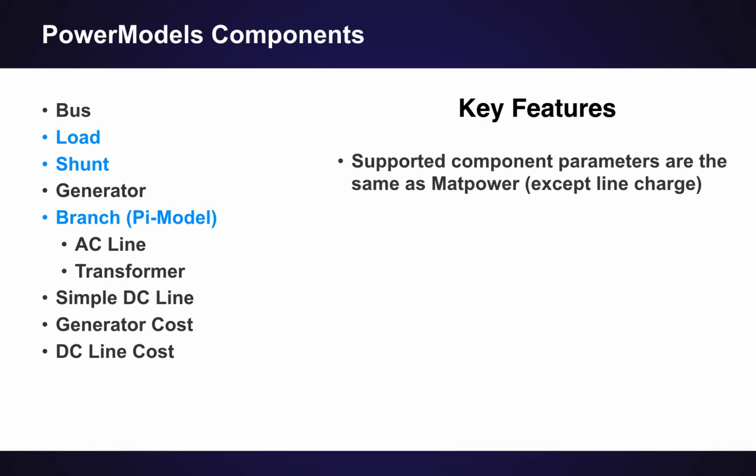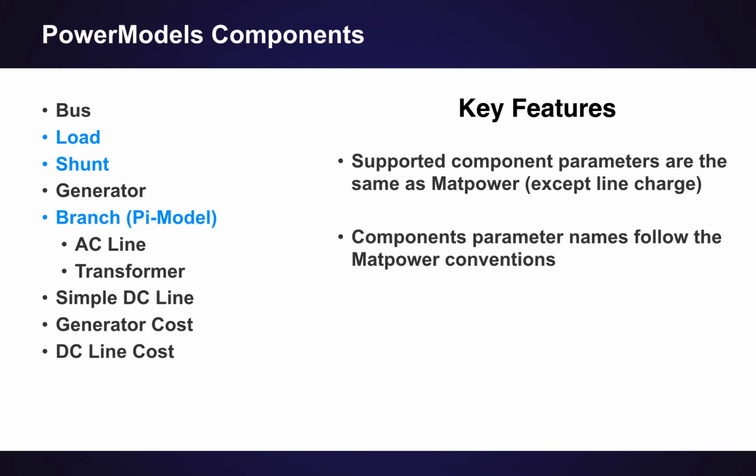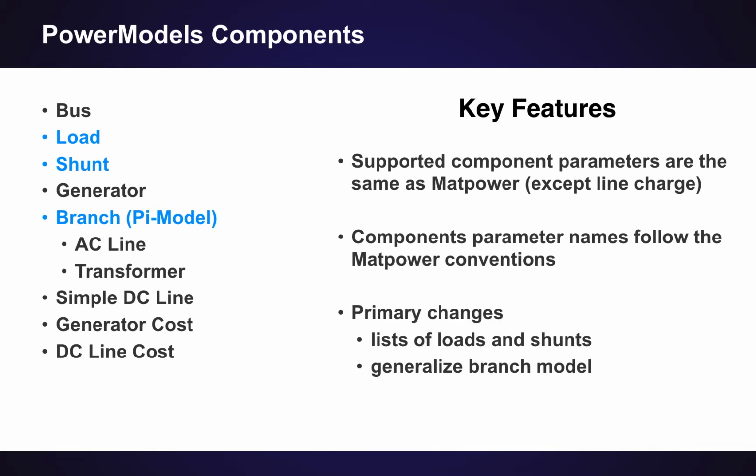We're going to focus on supporting the component parameters that are the exact same as Matpower. So basically, we're going to use the exact same naming system from Matpower, but we will just generalize some of them slightly. So yes, the component parameter names will follow the Matpower conventions, and then our primary changes will be that there's lists of loads and shunts instead of one per bus, and then we'll have to generalize the branch model a little bit, and I'll get into the math of that later.